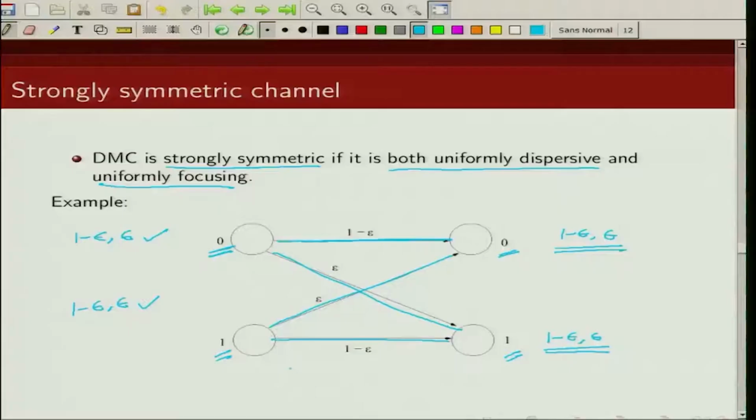In fact, this channel is what we call the binary symmetric channel. Binary channel: inputs are binary, outputs are binary, and it is symmetric. It is typically used to model an additive white Gaussian noise channel followed by hard demodulation; we can model that channel by a binary symmetric channel. Then, since this channel is strongly symmetric, can we find out its capacity?